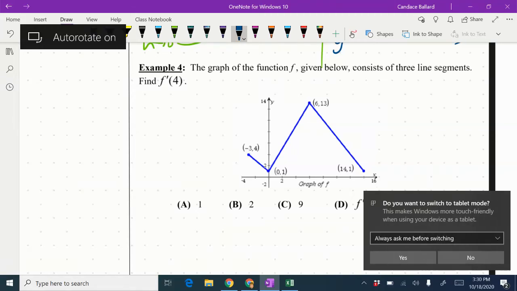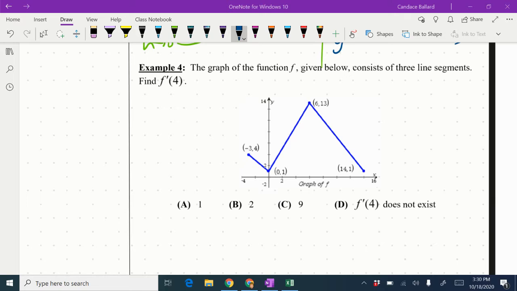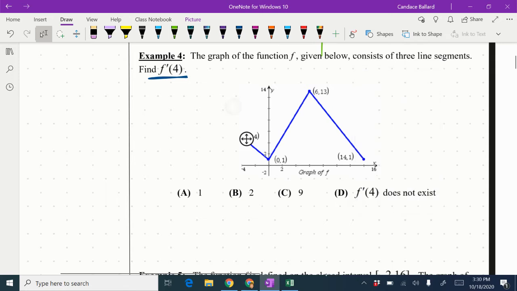We're continuing topic 2.4, and we're going to be looking at example 4. Examples 4, 5, and 6 are all very good examples of how questions like this would be asked on the actual AP test, in the multiple choice section especially. The graph of the function f given below consists of 3 line segments. We are supposed to find f prime of 4. That's just a fancy way of saying find the slope at x equals 4.